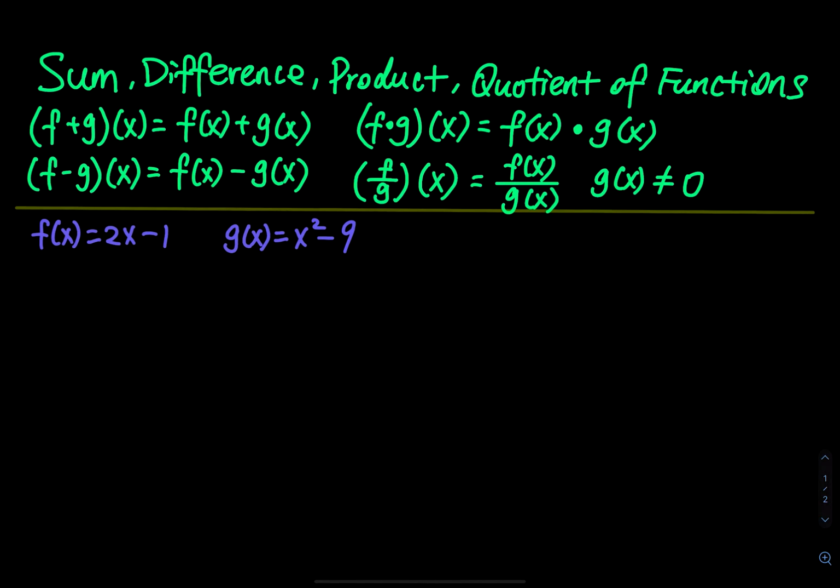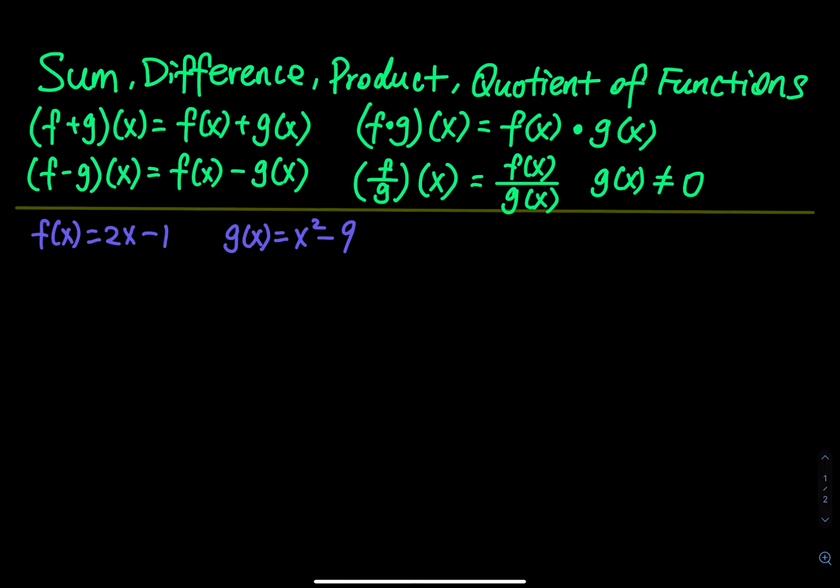For the minus, you subtract them. For the multiplication, you multiply them. For the division, you divide them. So this becomes a rational function. Since we have a denominator, you have to specify that the denominator can never be equal to 0.